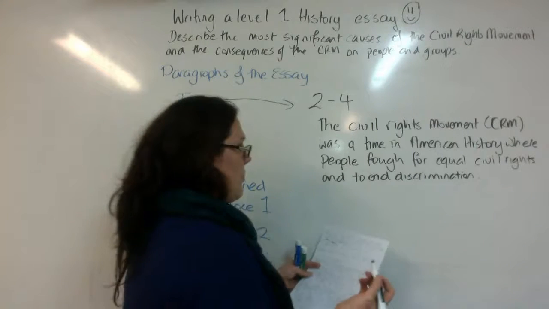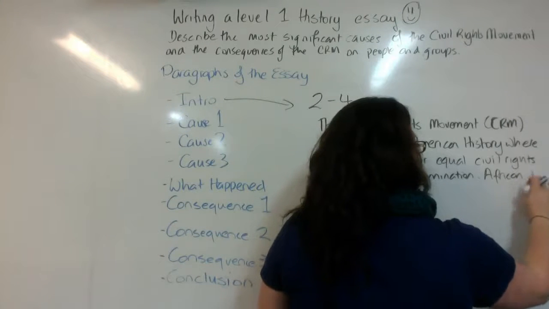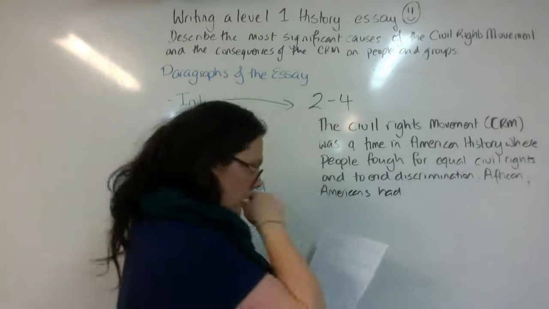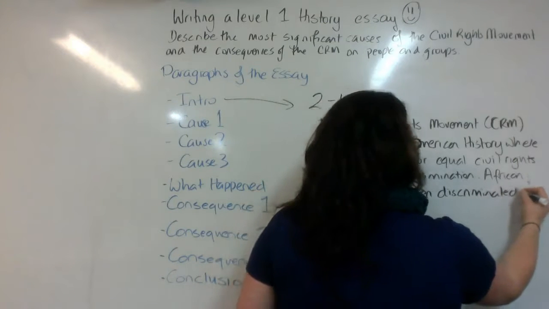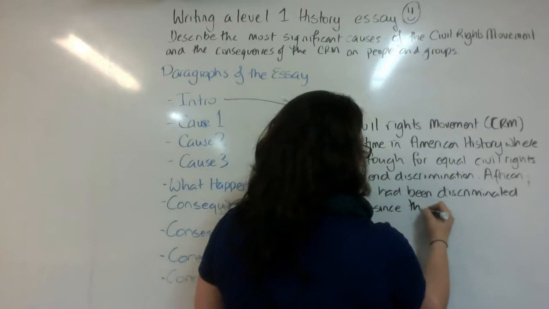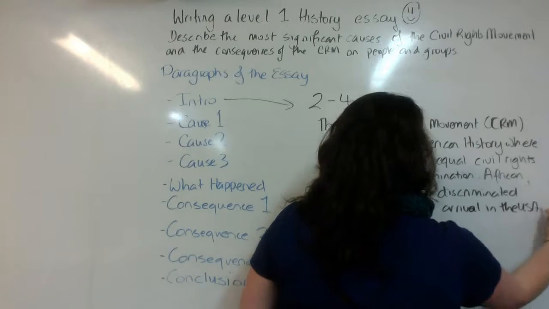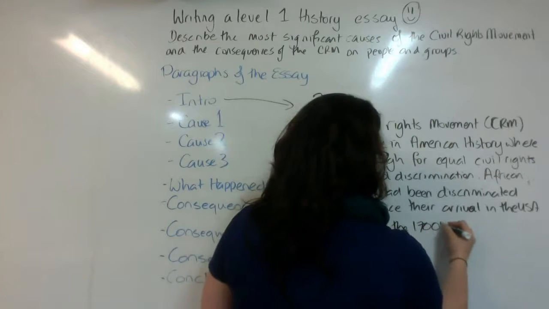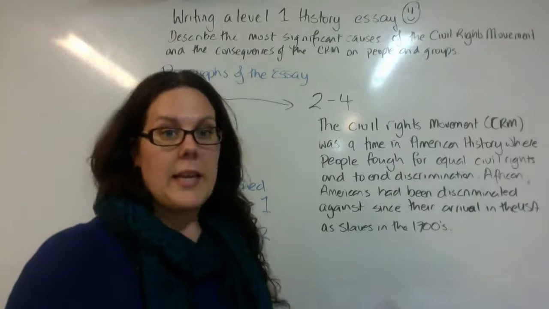Then I'd start going into a little bit more detail. So perhaps I might go African Americans had been discriminated against since their arrival in the USA as slaves in the 1700s. And then my next sentence might be something along the lines of linking it back to the civil rights movement.